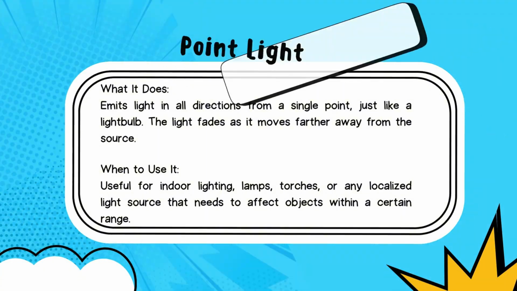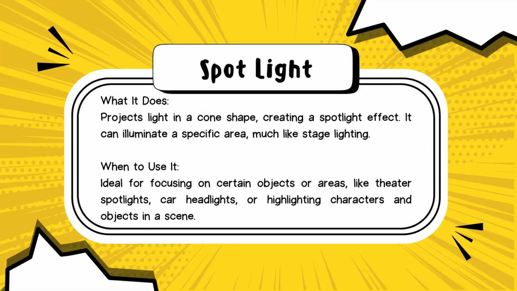Spotlight. What it does: projects light in a cone shape, creating a spotlight effect. It can illuminate a specific area, much like stage lighting. When to use it: ideal for focusing on certain objects or areas, like theater spotlights, car headlights, or highlighting characters and objects in a scene.